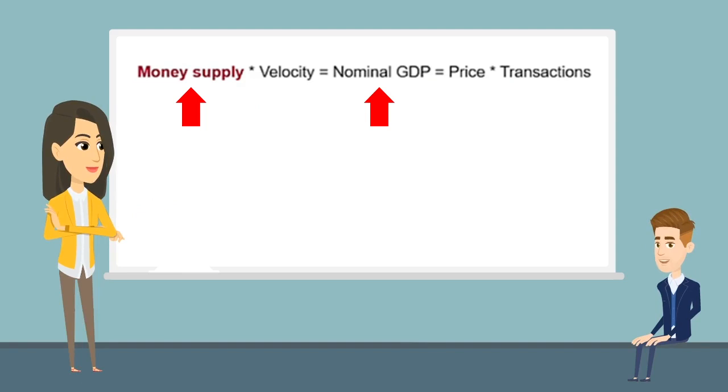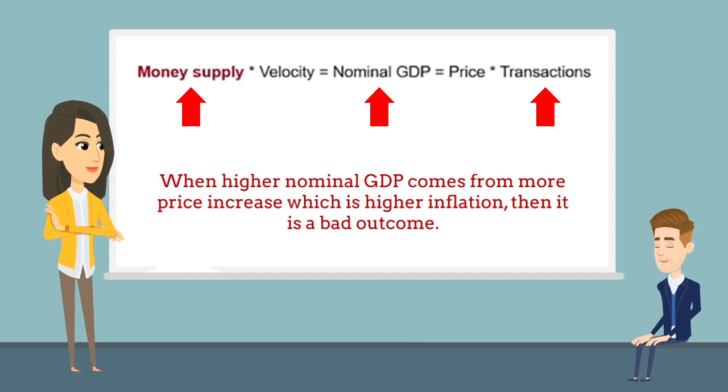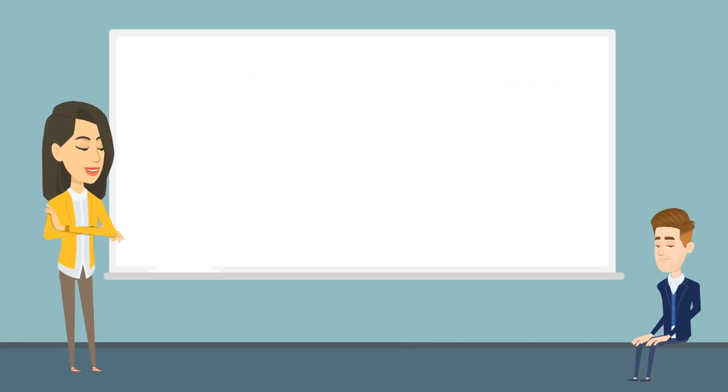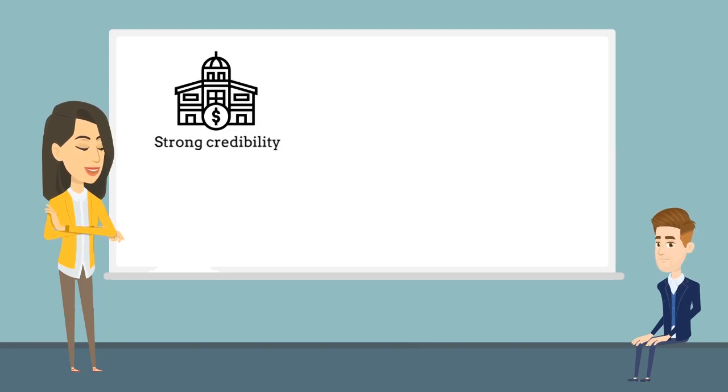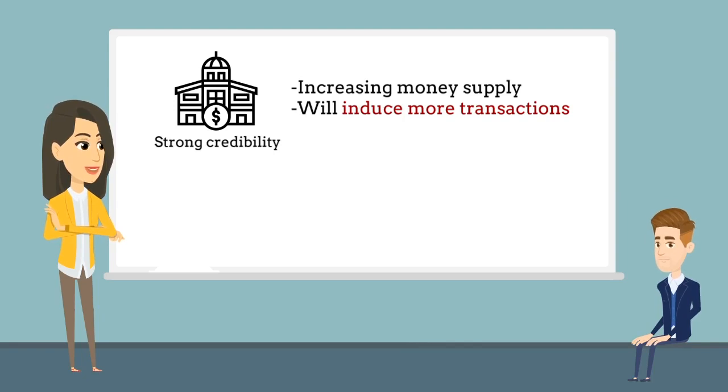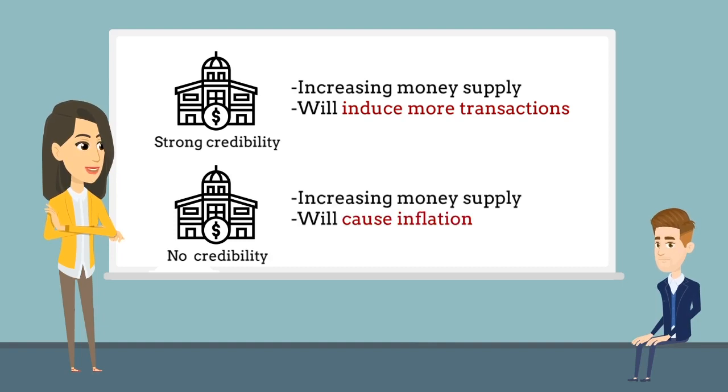I see. Higher money supply leads to higher nominal GDP. Higher nominal GDP can be due to more transactions, i.e. greater economic activity, which is good. But when higher nominal GDP comes from more price increase, which is higher inflation, then it is a bad outcome. In a country where the central bank has strong credibility against fighting inflation, increasing money supply will induce more transactions. But when the central bank has no credibility, it will cause inflation.